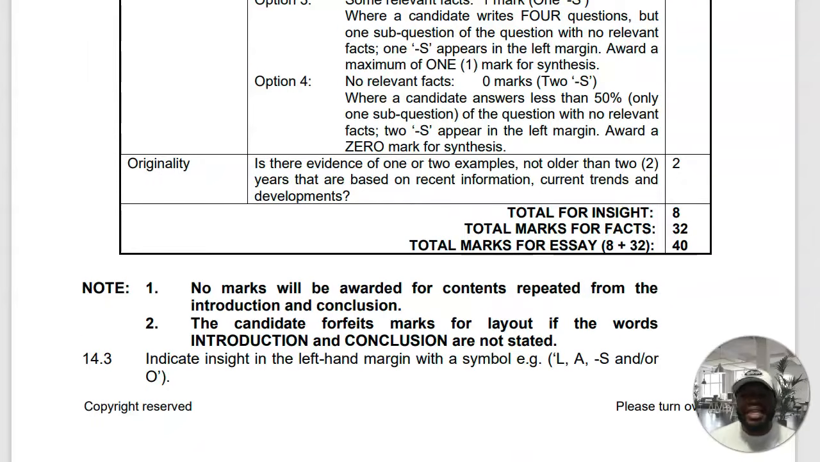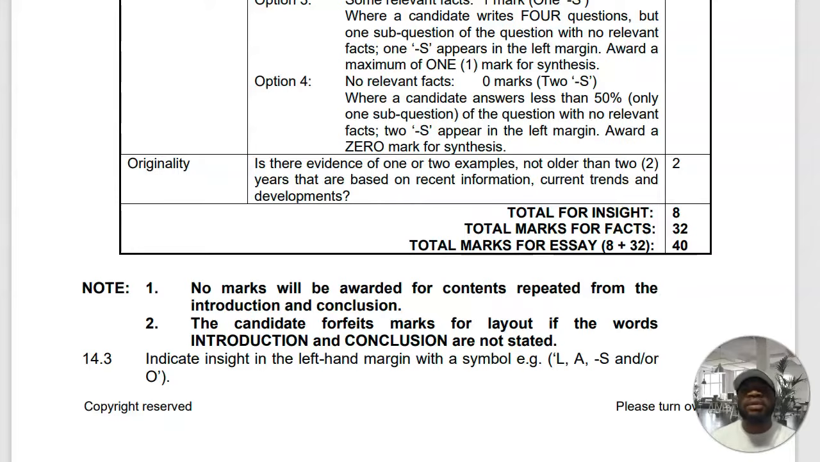Then we have originality. Is there evidence of 1 or 2 examples not older than 2 years that are based on recent information, current trends and developments? So you have to include in your essay at least 2 examples from current affairs, something that has happened within the last 2 years. Then you are going to bring that in. I'll give you an example.